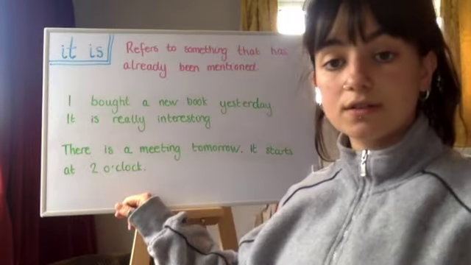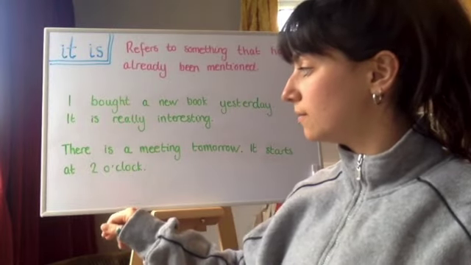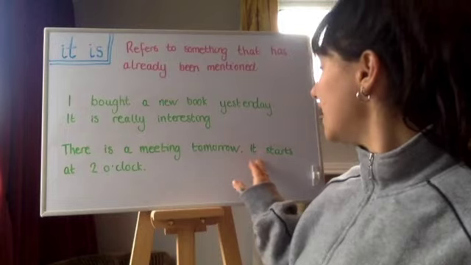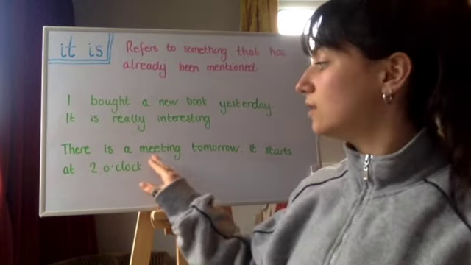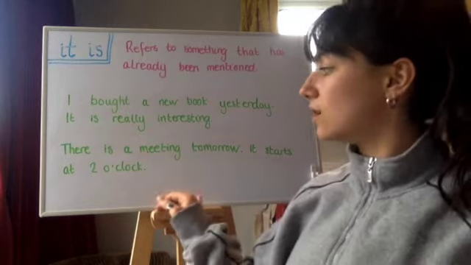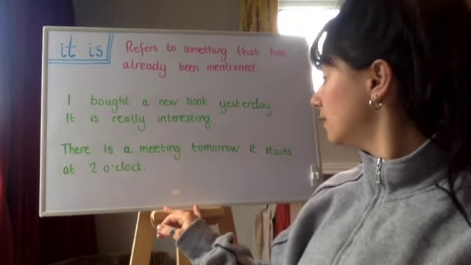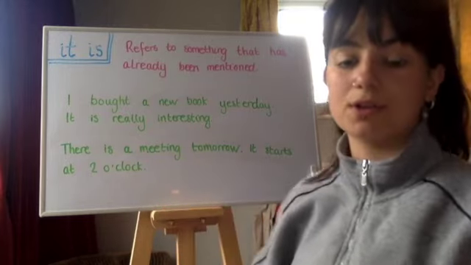Or there is a meeting tomorrow. It starts at 2:00. So the word it here replaces meeting. So instead of saying the meeting starts at 2:00, we can say it starts at 2:00.